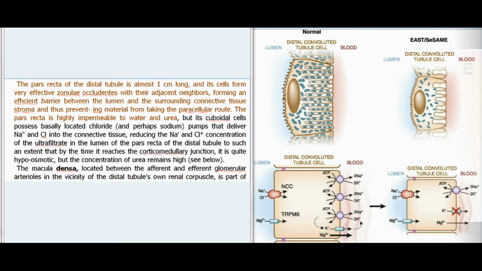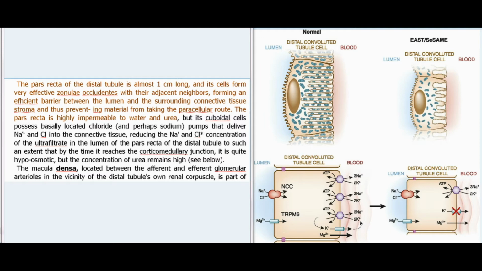The pars recta of the distal tubule is almost 1 cm long, and its cells form very effective zonulae occludentes with their adjacent neighbors, forming an efficient barrier between the lumen and the surrounding connective tissue stroma and thus preventing material from taking the paracellular route.